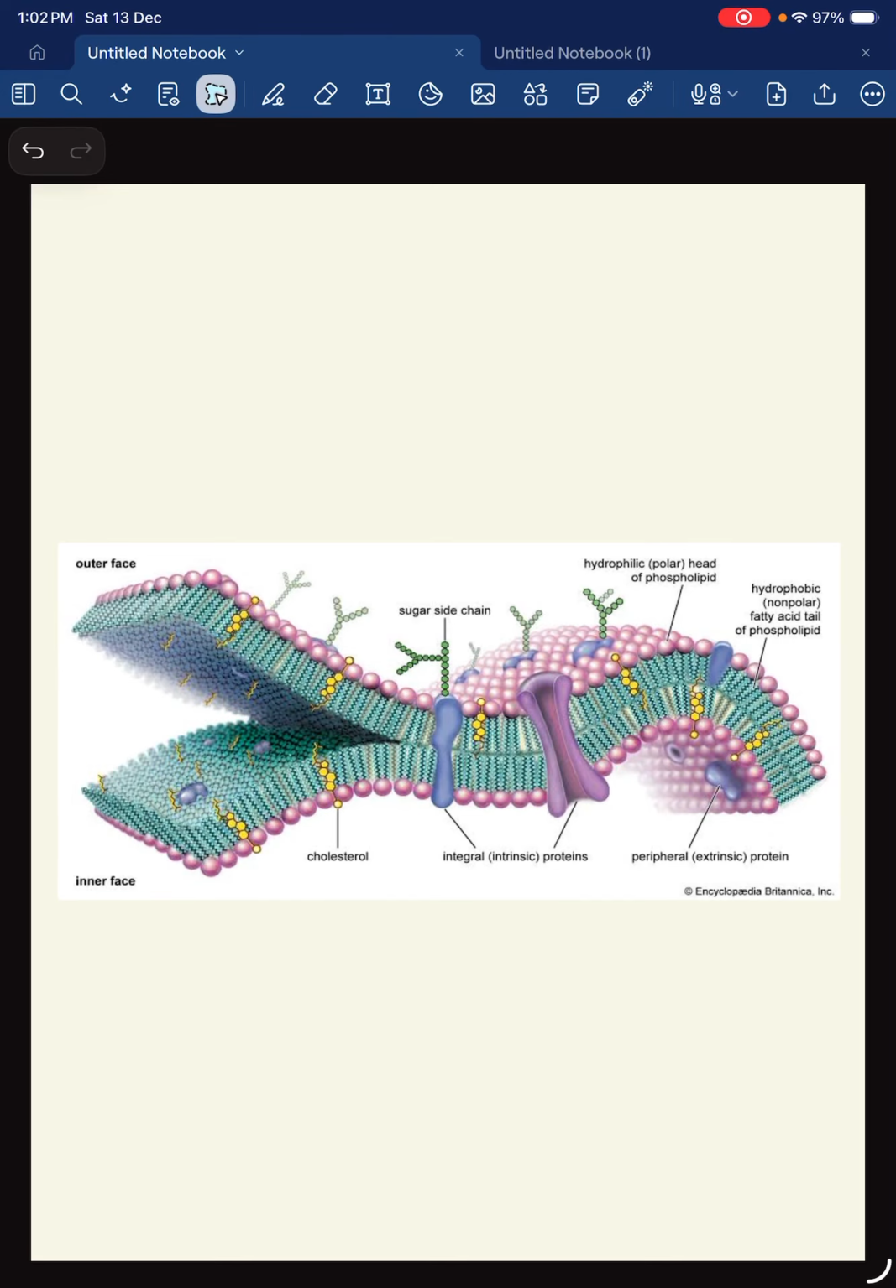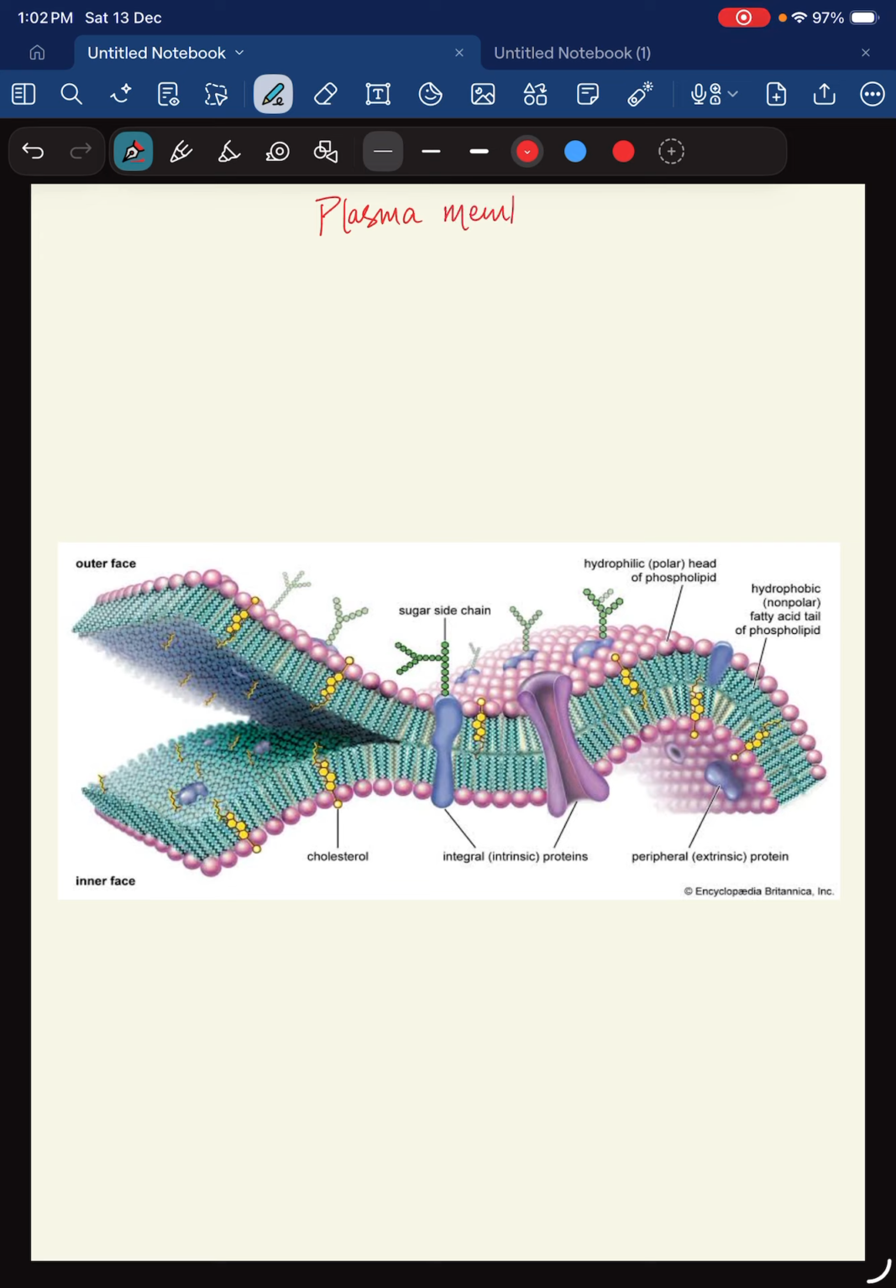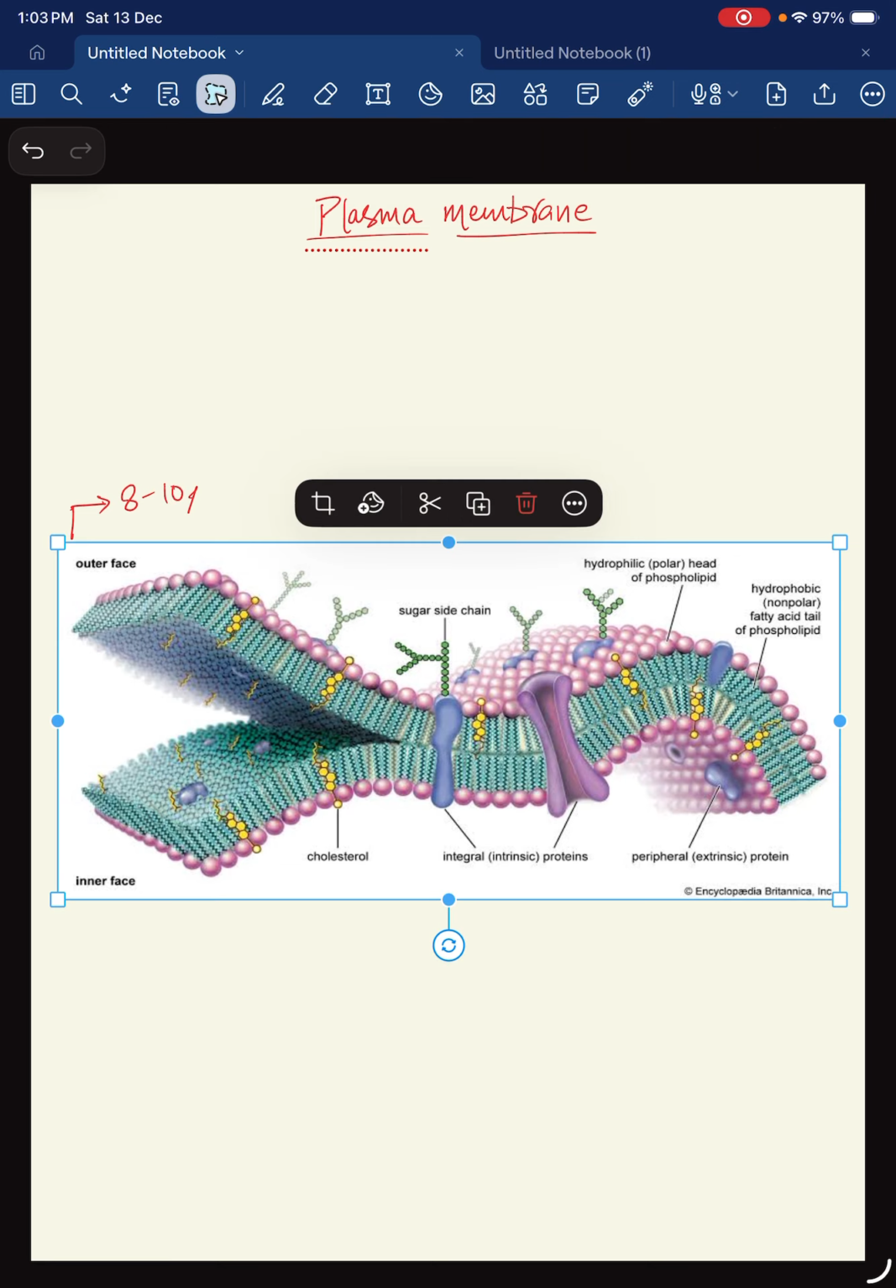And today we will read about plasma membrane. So plasma membrane, as we know, encloses every type of cell, both prokaryotic and eukaryotic. It physically separates the cytoplasm from the surrounding cellular environment, and its size is almost 8 to 10 micrometer.